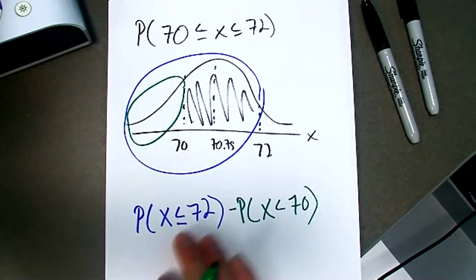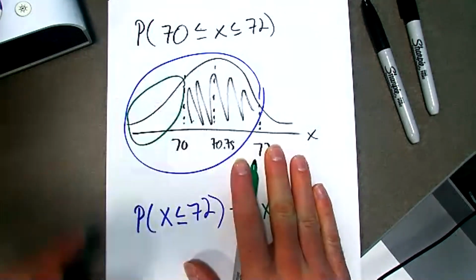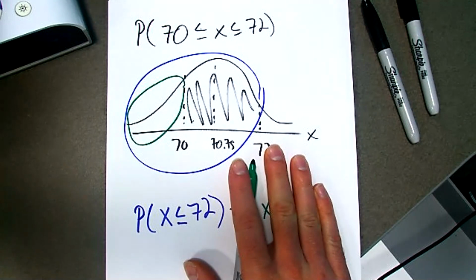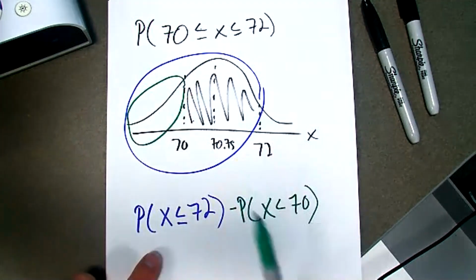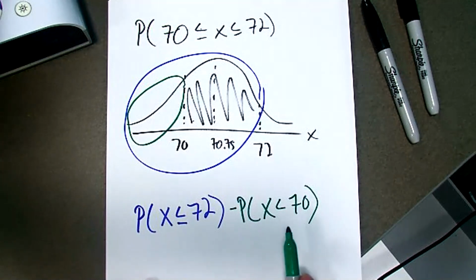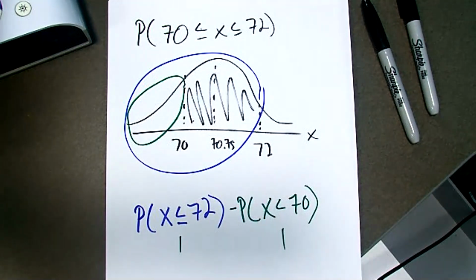So if I've got the probability of being less than 72, that's that blue area. What I want to subtract from it, I don't want anything below 70. So I'll subtract the probability that x is below 70. Essentially this is just turning those two values into z-scores, finding the areas to the left of them, and then subtracting that smaller one from the larger one. Right?